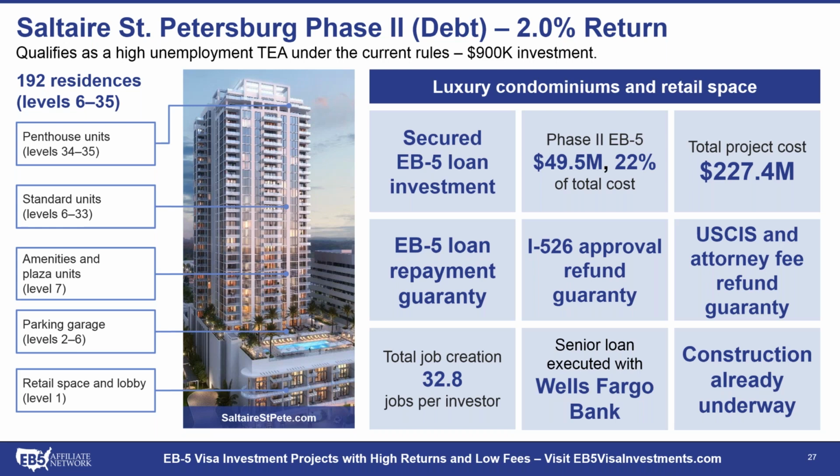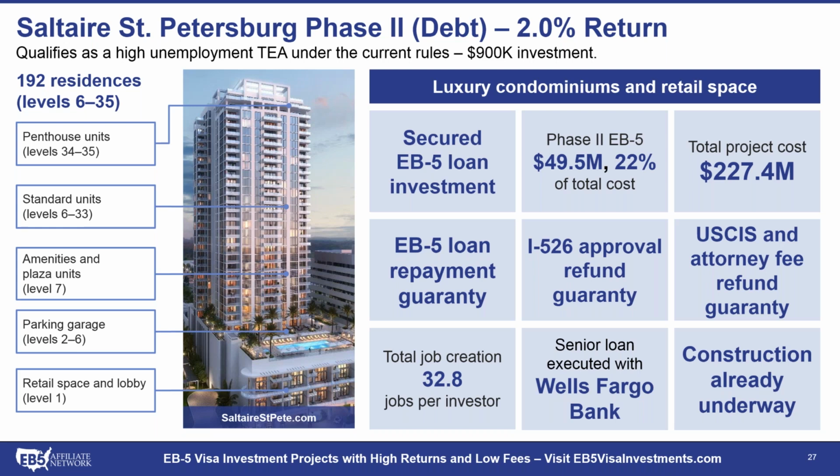So not only is the project collateral, the Coulter Group is the developer, who is a large, well-capitalized real estate developer that focuses on the southeast of the United States, and they are providing an EB5 loan repayment guarantee. Additionally, there's the I-526 approval refund guarantee. So if an individual's petition is denied for any reason, they'll then immediately get their investment amount back.